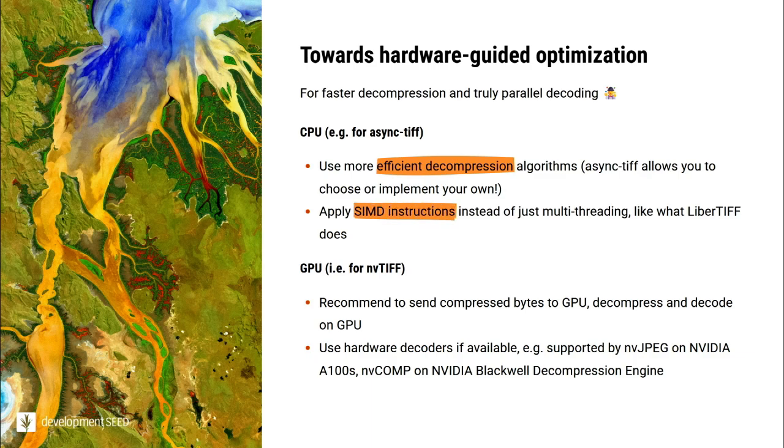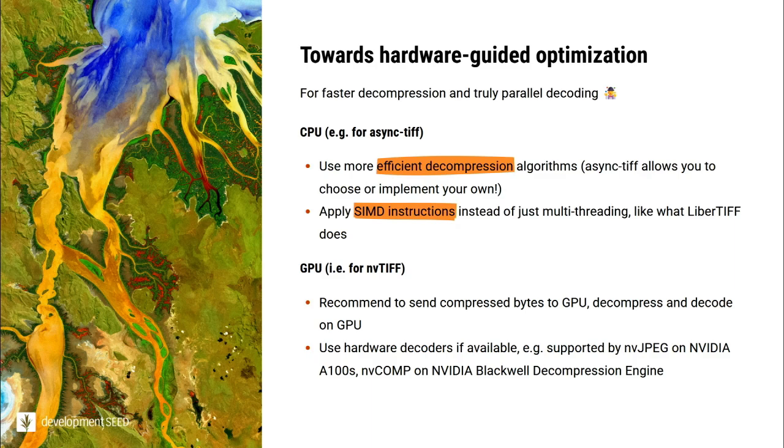We should probably look into SIMD instructions, where you utilize features of your CPU that most people don't actually utilize. libRTIFF has some of that, GDAL as well, but we haven't implemented that in the async-TIFF Rust crate yet. Once we have that, we might more closely match what GDAL has, and libRTIFF in particular.